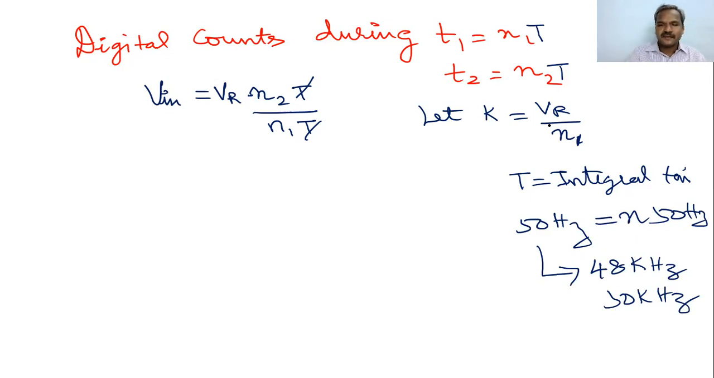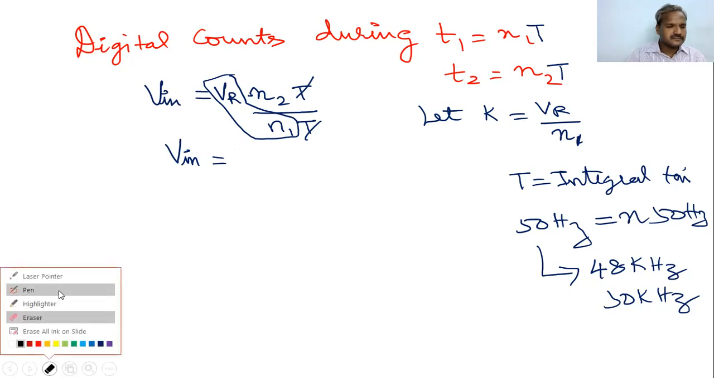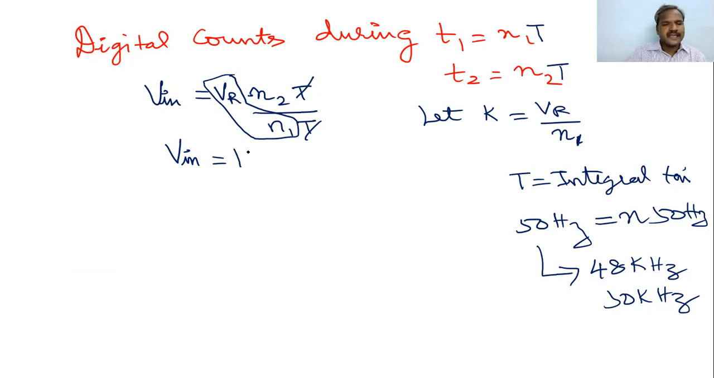So here, let us come back. K is nothing but VR by N1. So what is V in? V in becomes K times N2. VR by N1 is K. So K times N2. Okay. So what is N2?